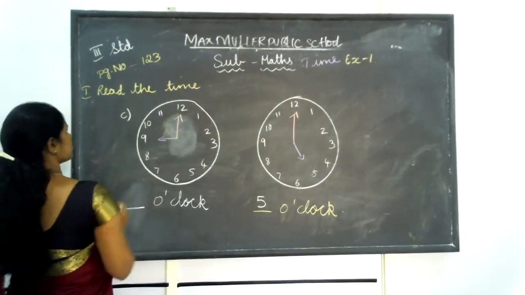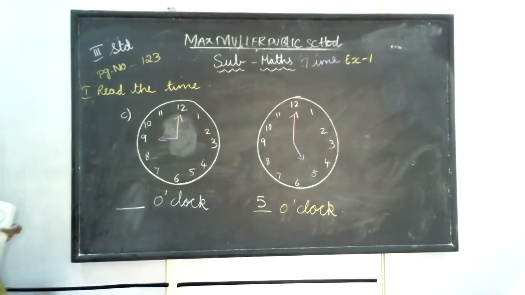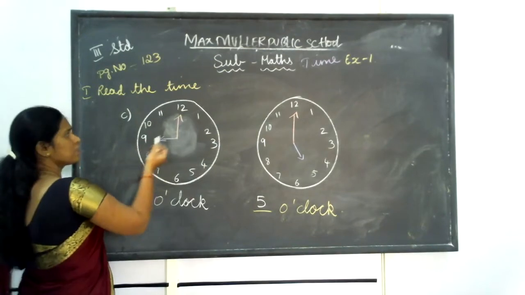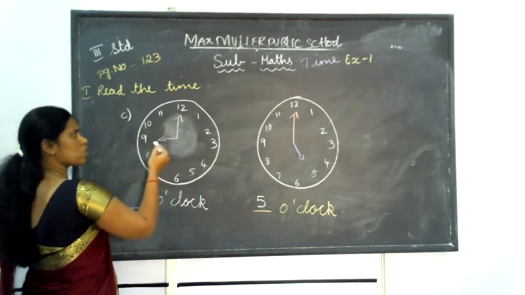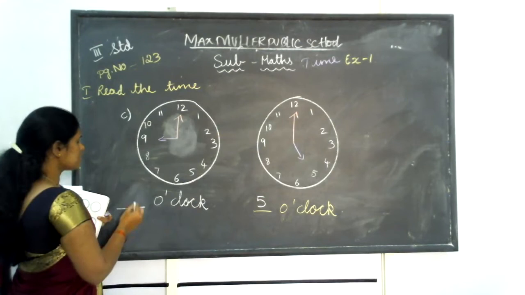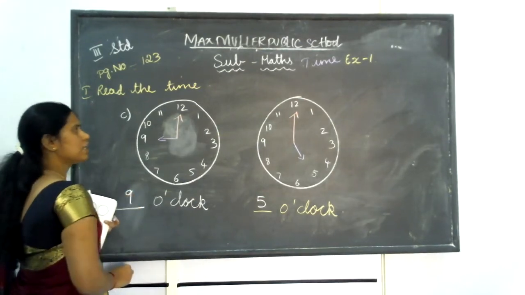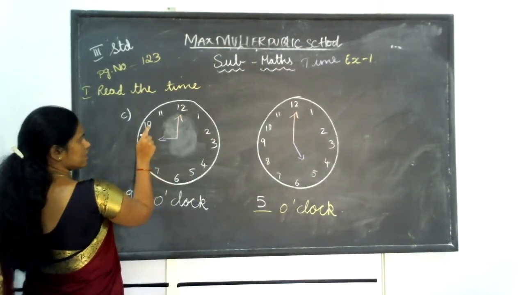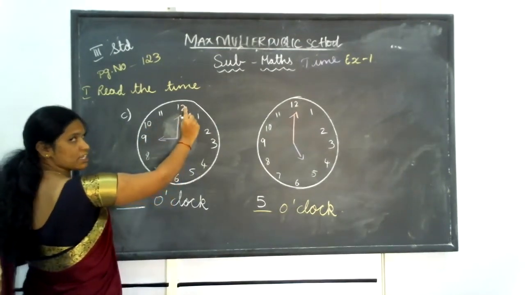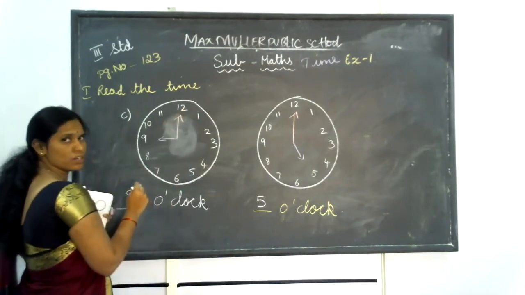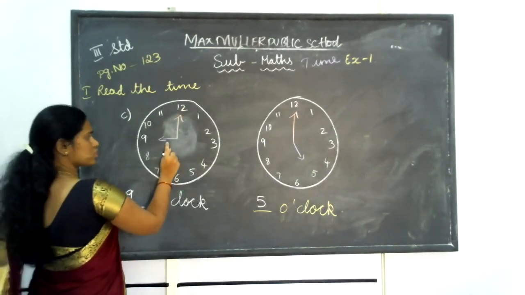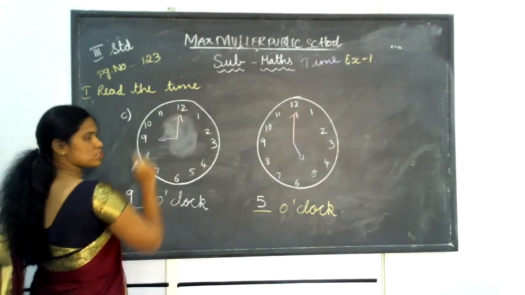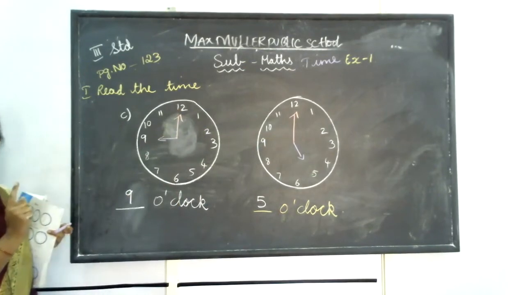See. The third one, you see, the short hand is pointing to 9. The long hand is pointing to 12. So what is the time now? It is 9 o'clock. Now, for example, the short hand is showing 10, the long hand is pointing to 12. So what is the time now? 10 o'clock. Now, the short hand is showing 1, the long hand is showing towards 12. So what is the time? 1 o'clock. Understood?